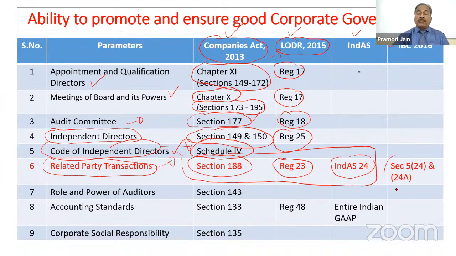Or if you happen to be on the board of a company which has gone under IBC, in that case Section 5 subsection 24 and 24A of the IBC Code 2016 also has provisions with regard to the related party transactions. So in case you happen to be associated with a company which has gone under IBC, then you also need to ensure that your understanding about the related party as such is very clear from the perspective of the IBC. Then you need to look at the role and powers of auditors.